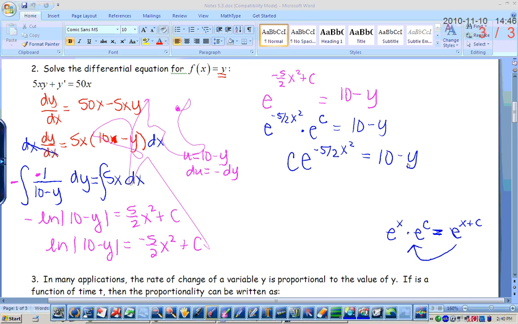So now to solve for y, I can subtract 10 and divide by negative 1, or I could add y to both sides and subtract the c e to the negative 5/2 x squared. Either way, you end up with y equals 10 minus c e to the negative 5/2 x squared.